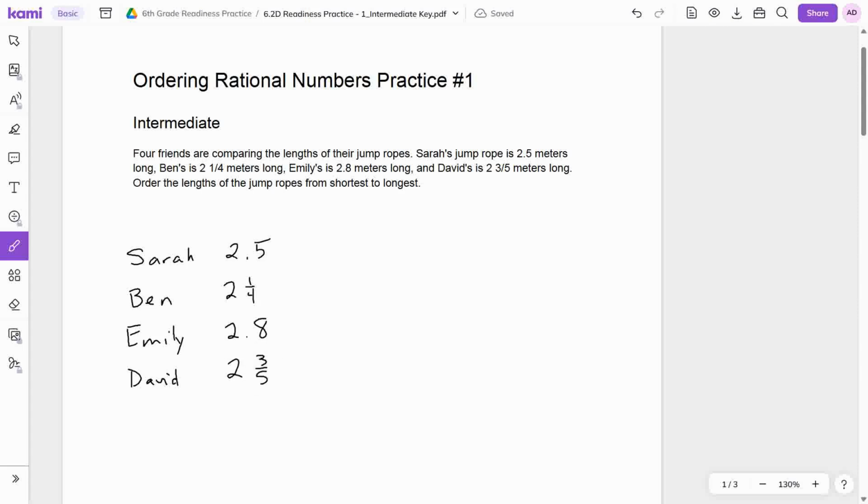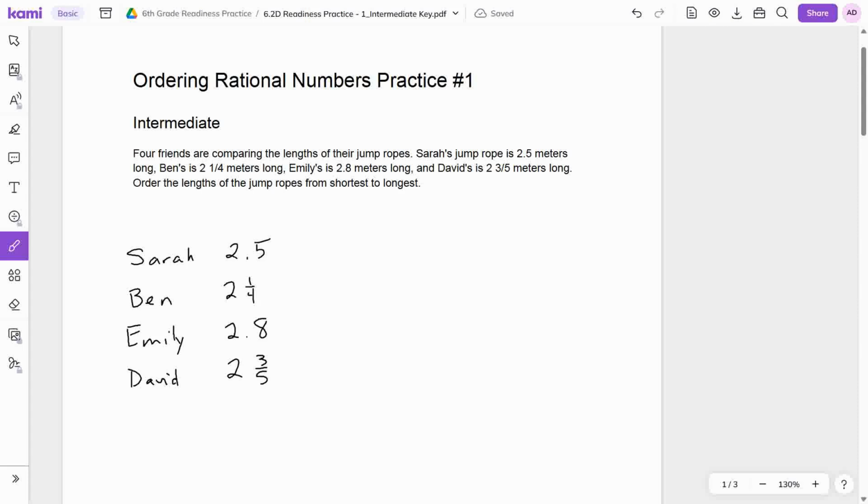All right, we need to order the lengths of the jump ropes from shortest to longest. Okay, so this isn't going to work if we've got some as mixed numbers and some as decimals. So we can either make them all mixed numbers or all decimals. I always find the decimals to be easiest because if you make them all mixed numbers, now they all have to have the same denominator. So my 2.5 and my 2.8 are good to go.